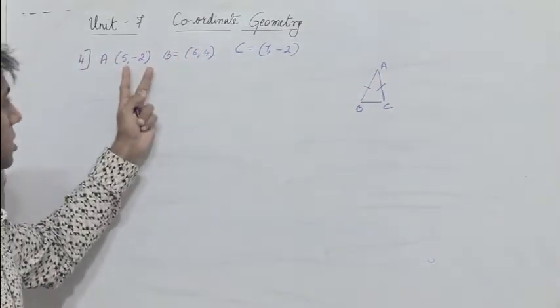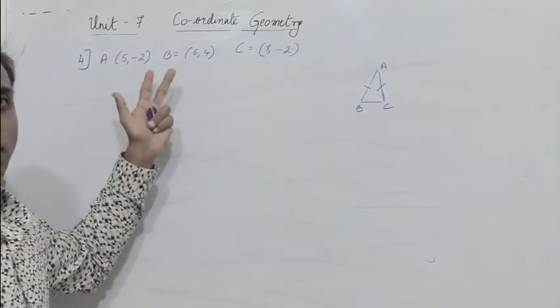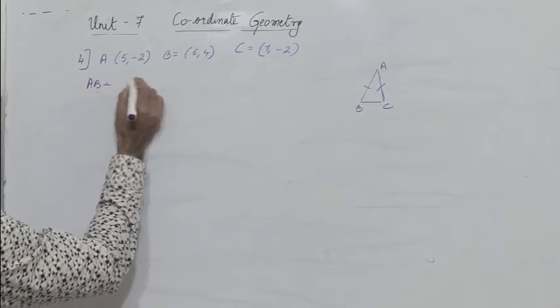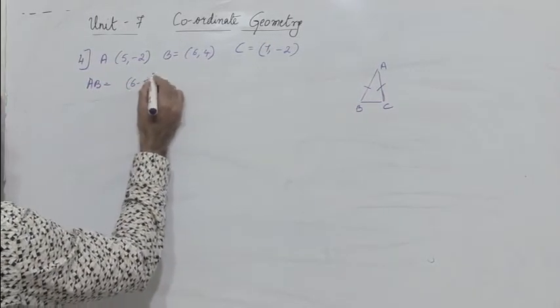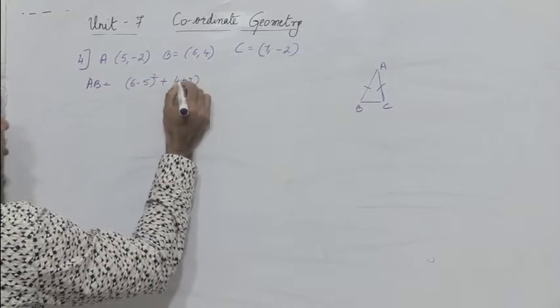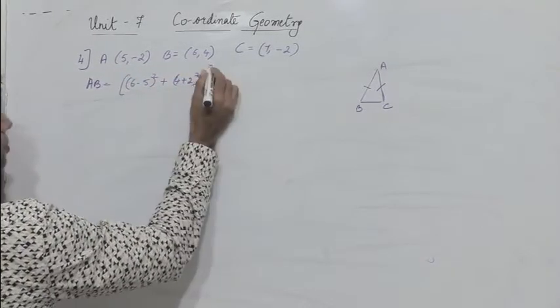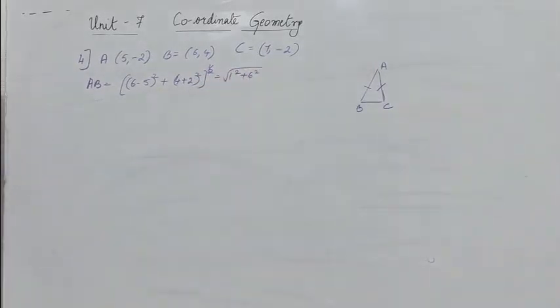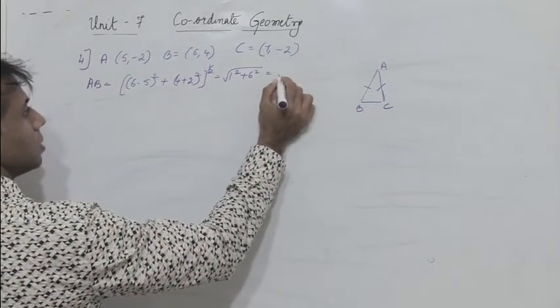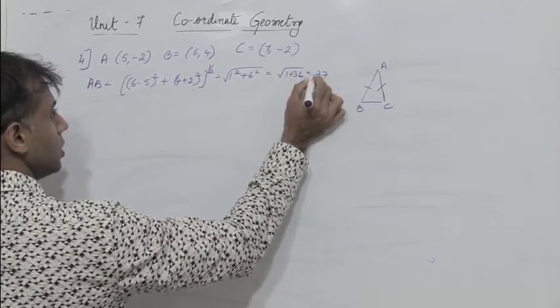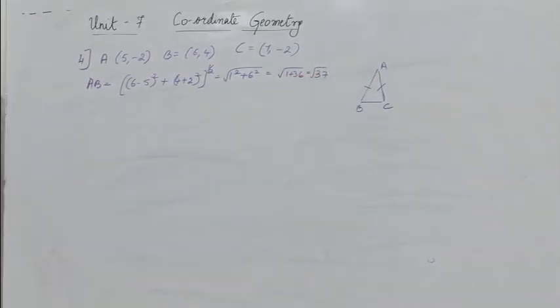So I need to find the distances AB, BC and CA and check if any 2 sides are equal. So what is AB? It is the square root of (6 minus 5) the whole square plus (4 minus of minus 2, which is plus 2) the whole square. So which is 1 square plus 6 square. So we get root 1 plus 36, which is root 37. So this is what we have got.